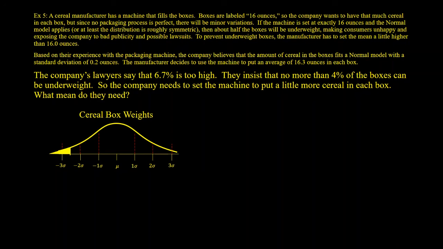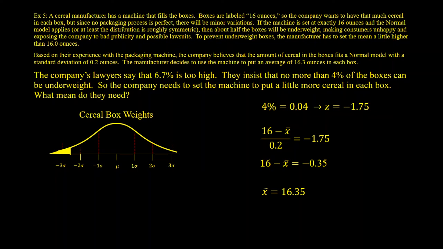Okay, so we know the values here. We're going to use our formula. 4% is 0.04, which gives us a z-score of negative 1.75. So 16 minus x bar over 0.2 equals negative 1.75. Multiplied by 0.2. We're just going to do the algebra here. We get 16 minus x bar equals negative 0.35. I'm going to subtract the 16 from the other side, which would give me negative x bar equals negative 16.35. But because the x bar is negative, cancel those out. So I get x bar equals 16.35.